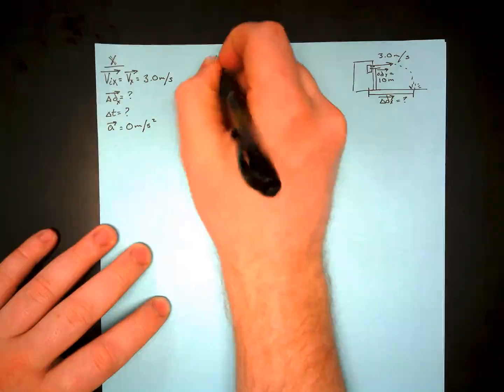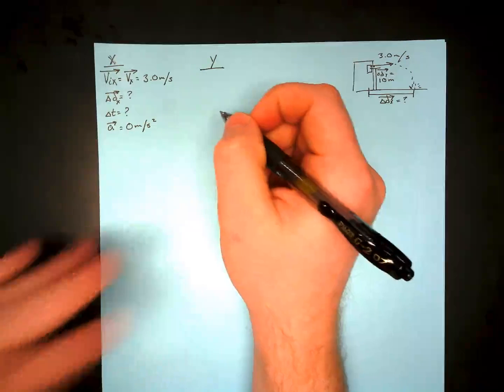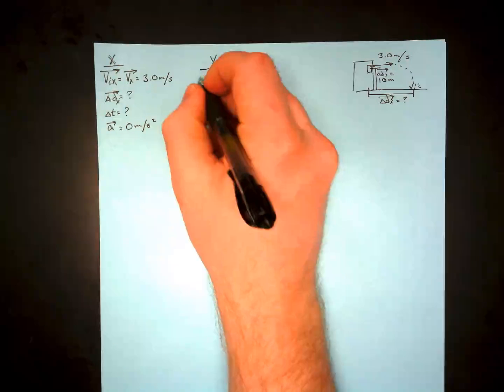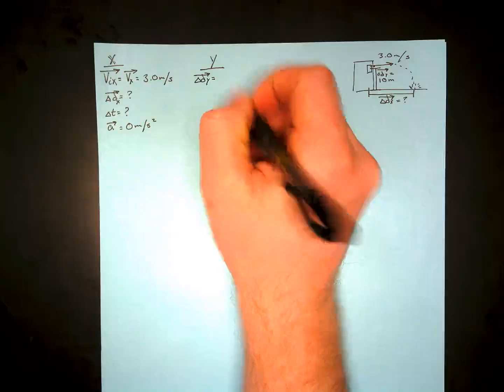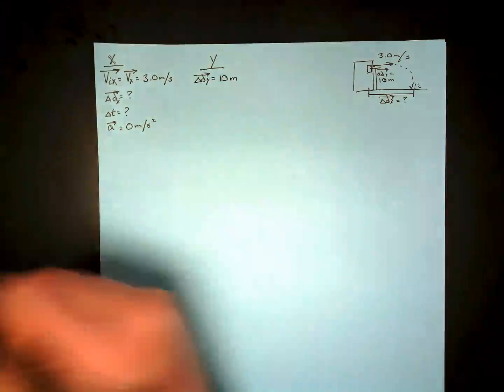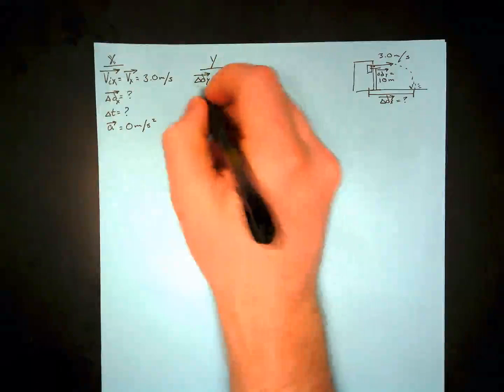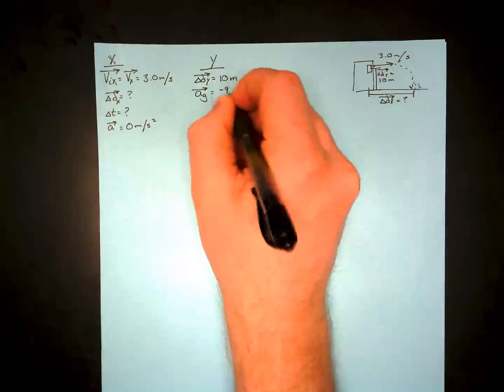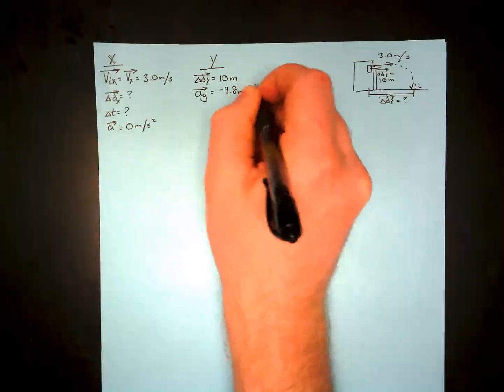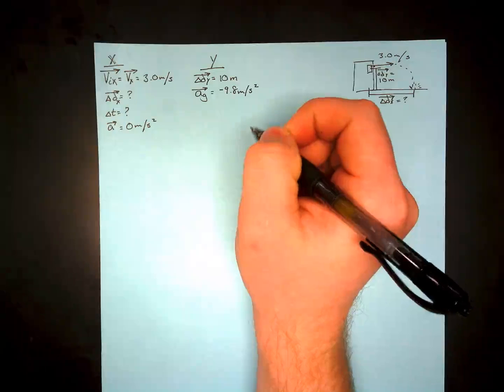Now, what do we have for the y? For the y, we have a couple more things. We know the vertical distance, which is 10 meters. We also know gravity, which is negative 9.8 meters per second squared.